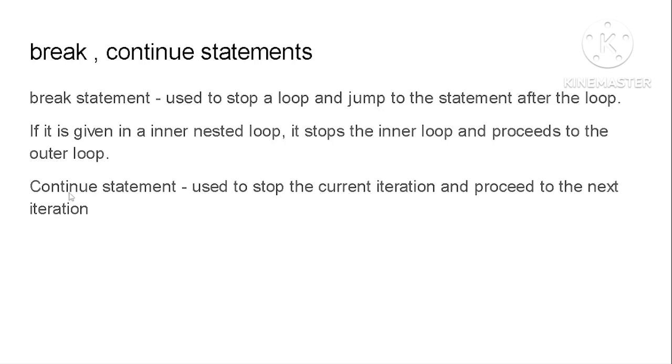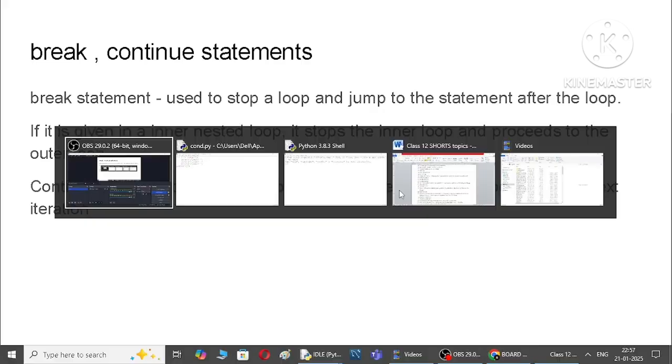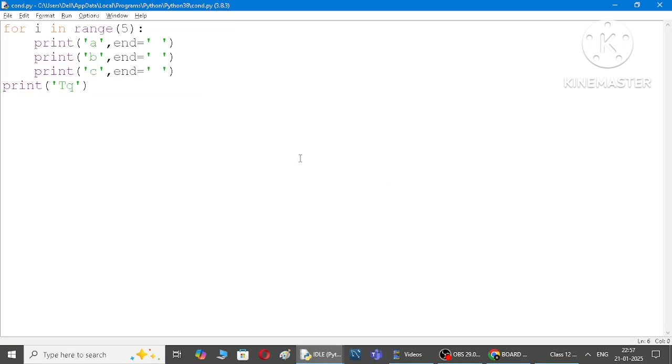Most of you tend to write continue statement will continue the loop. Of course, it will continue, but what? It will continue to the next iteration. It will stop the current iteration. Iteration is the number of times the loop gets executed. I will show you the meaning of an iteration and how it is done.